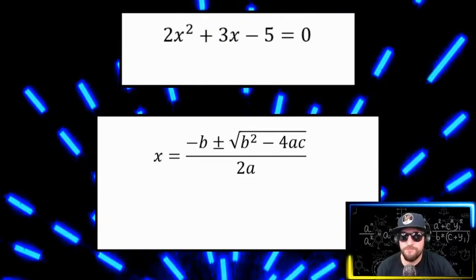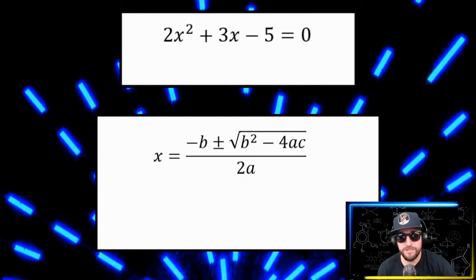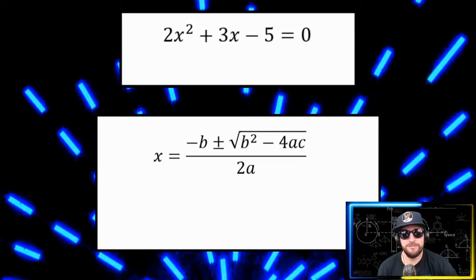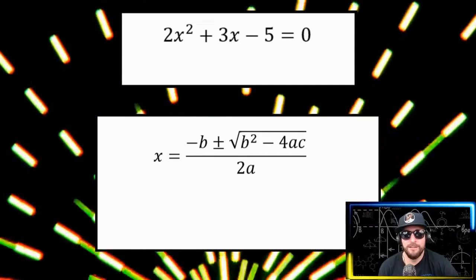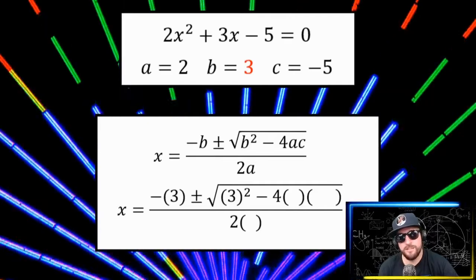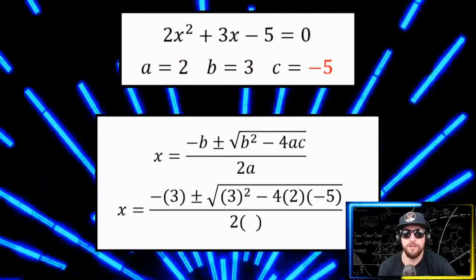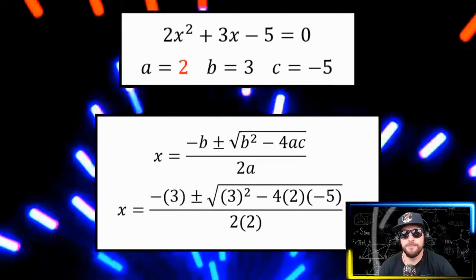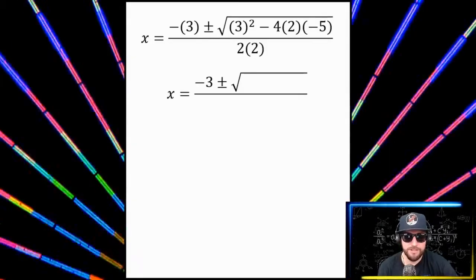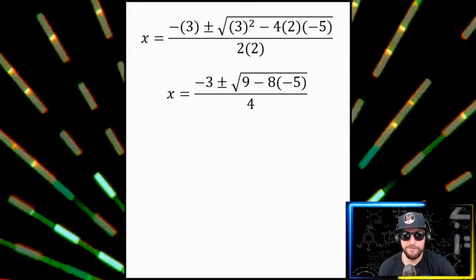Next, we use the quadratic formula. Just gotta remember it. X equals the opposite of b plus or minus the square root b squared minus 4ac all over 2a. We found what a, b, and c are, so now we're just plugging stuff in. So we get opposite of 3 plus or minus the square root of 3 squared minus 4 times 2 times negative 5 all over 2 times 2. Plugging stuff in. Now it's time for math. Opposite of 3, negative 3 plus or minus square root of 9 minus 4 times 2 is 8 times negative 5 all over 4.